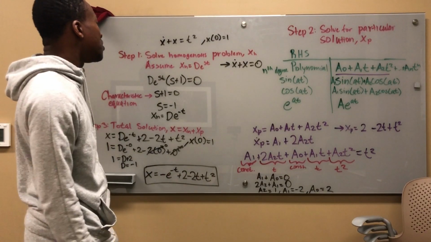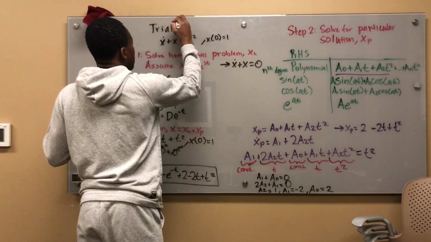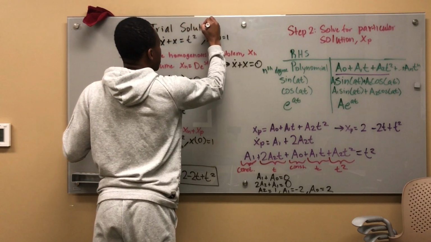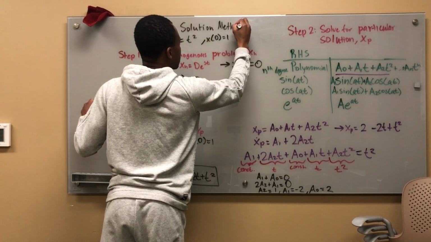That's really all you need to do. This is called the trial solution method. There are different ways to solve, and this is just one of them. Trial solution method, and that's what you end up getting.